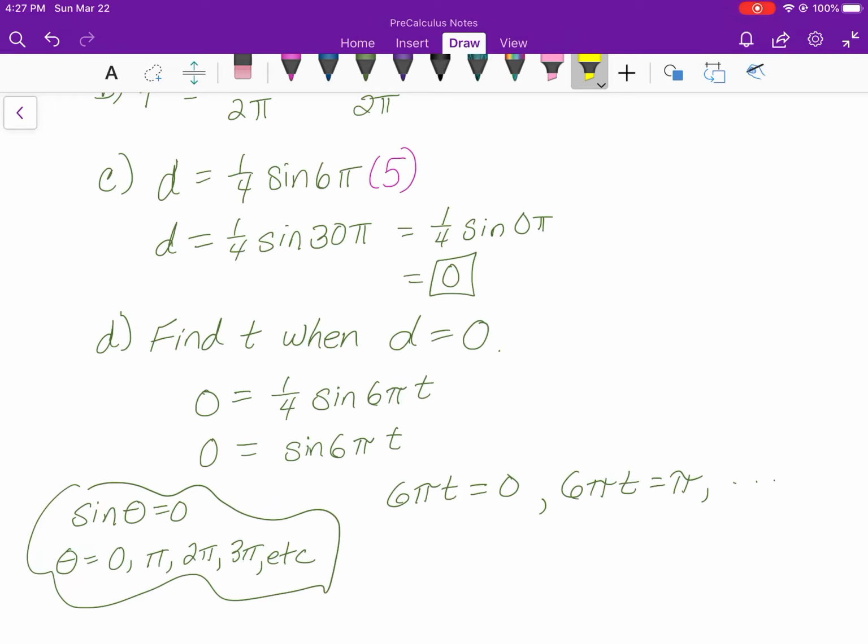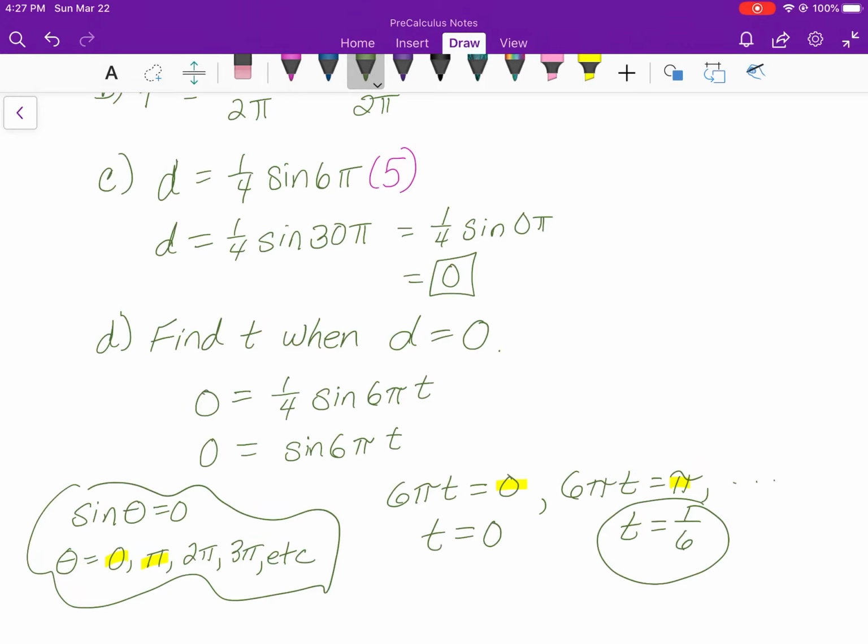So these values correspond here. Okay, if I divide both sides by 6 pi, I'm going to have t equals 0 and t equals 1/6. What's the least positive value for time? Well, that's going to be time equals 1/6.